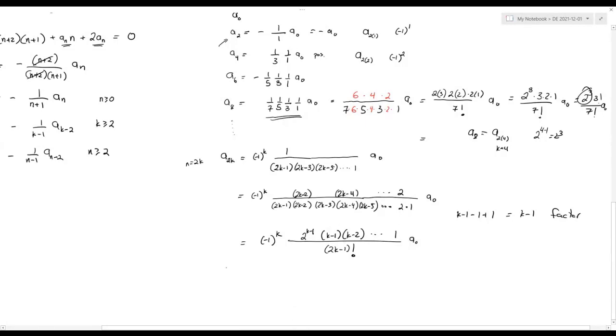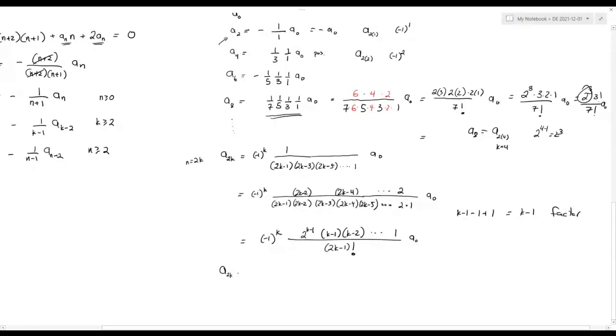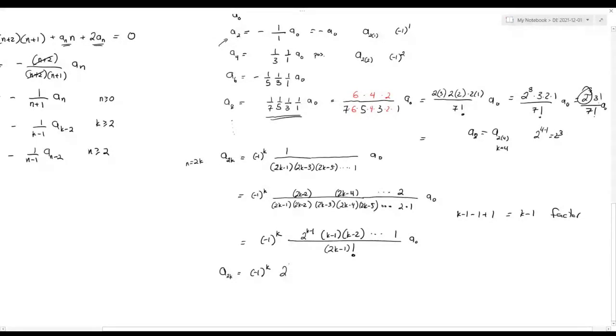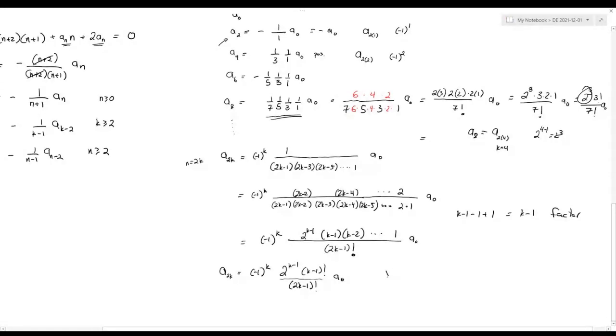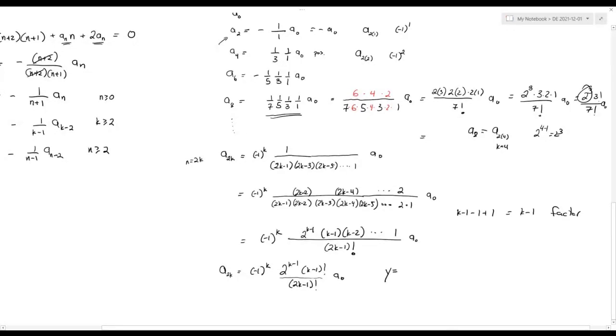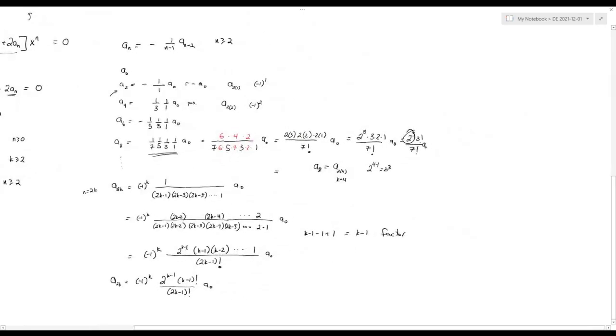So finally, we have a general formula for the terms of the sequence with an even index: 2 to the k minus 1, k minus 1 factorial, divided by 2k minus 1 factorial. Okay. Well, so that looks like that's going to give us one of the solutions, right? We assume that y. Well, let's actually hold off here. All right. So notice that we are missing all the odd index terms.